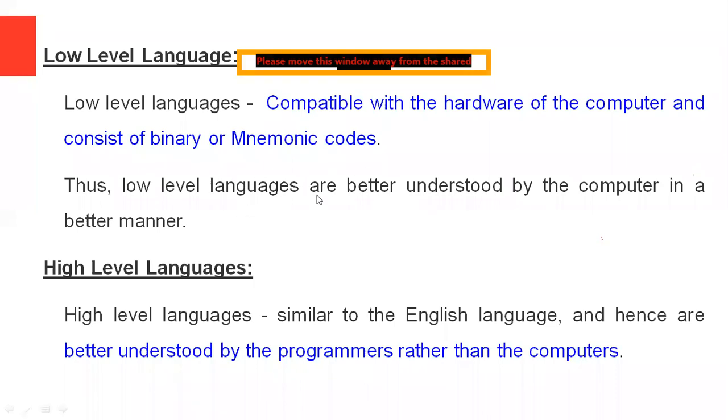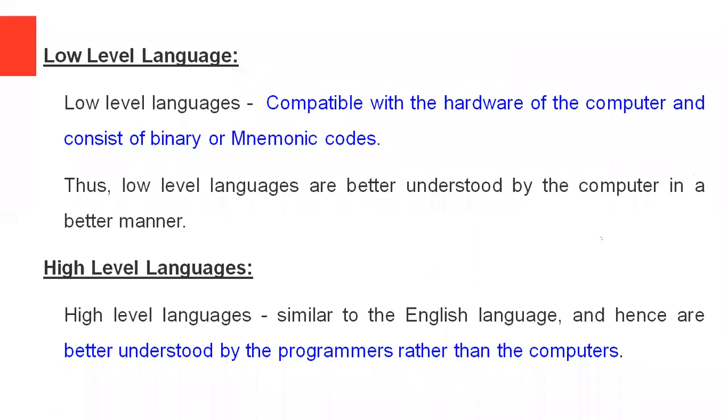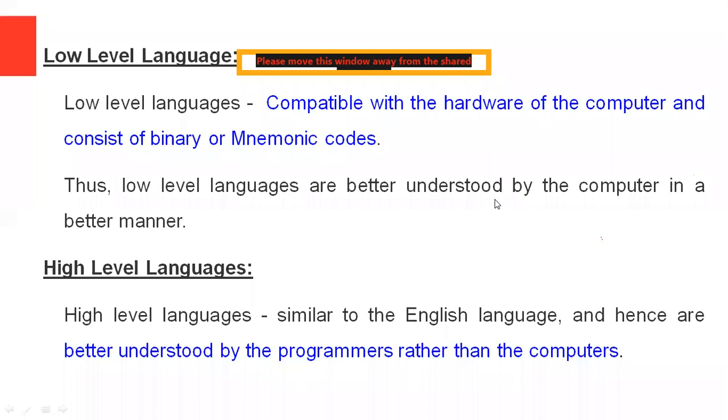So thus the low level languages are better understood by the computer in a better manner. So when we write code in low level languages, there is better understanding for the computer. So when we write in a high level language, those high level languages are converted into low level language, and those low level languages are understood by the computer. So if we write in low level language itself, it is understood in a better manner. So the low level languages are better understood by the computer in a better manner. So that is the low level languages.